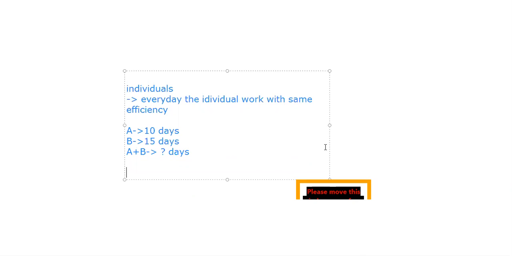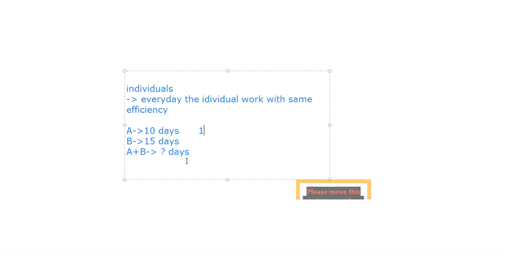Now, what is the unitary method? Nothing much different. Instead of assuming the total work done to be 100%, I am now going to consider it as 1. 100% is what? 1, 100 upon 100. In the previous case I considered 100%, that's why I got 10% every day and 6.6% every day. Now I am considering it to be 1.